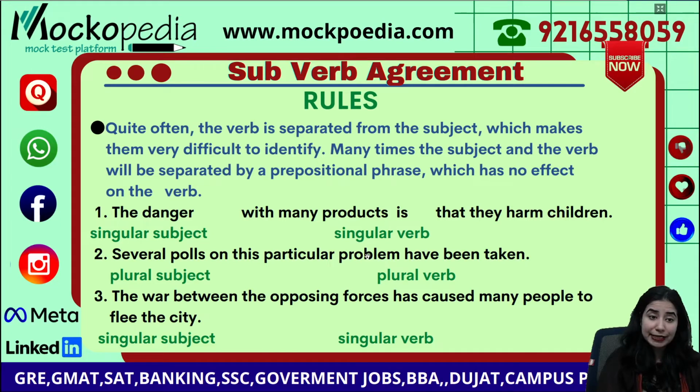Let's take one more example. "The war between the opposing forces has caused many people to flee the city." What is the subject? War. What is the prepositional phrase? Between the opposing forces. That should not impact our choice of verb, because the subject, the war, is singular and the verb is singular. So there should be perfect accord here. Very crucial rule. I hope it is clear to you.